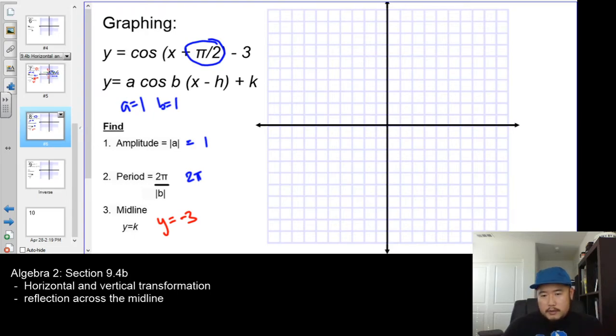So next up, let me go ahead and put our intervals. We'll have negative 1 right here. Go down 2 more, negative 2. We got negative 3. And right here, negative 4. Our midline is at y is equal to negative 3. So I'll go ahead and draw a horizontal line going through negative 3 right there, and that is my midline.